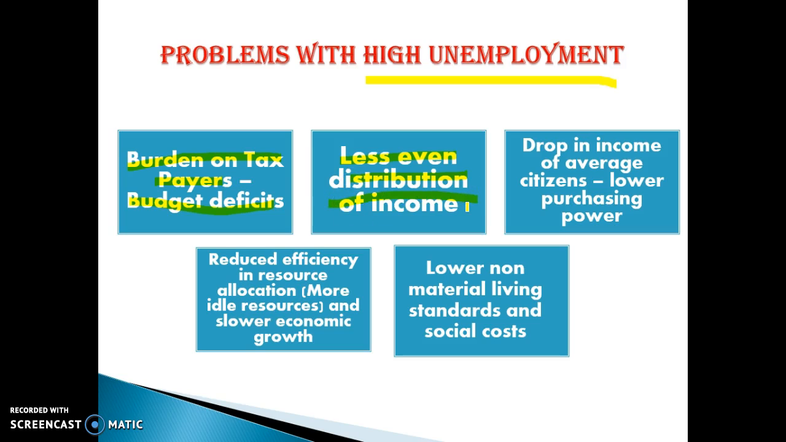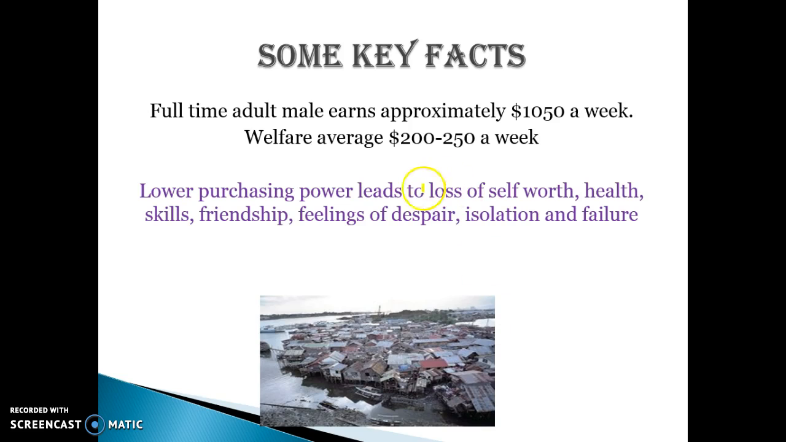There's also a less even distribution of income. Those on welfare don't have a factor income. Those on transfer income receive a lot less, so the distribution is less even. There's a drop in income of average citizens, so people have lower purchasing power, which could hurt material living standards. There's reduced efficiency, as we're not maximising our resource allocation or working to our productive capacity. This can slow economic growth, and it can also lead to social costs like crime, which we talked about in the last slide, and feelings of helplessness and stress because we can't get access to employment.